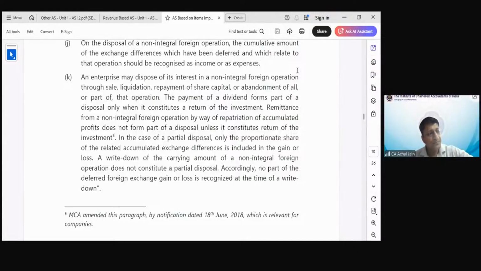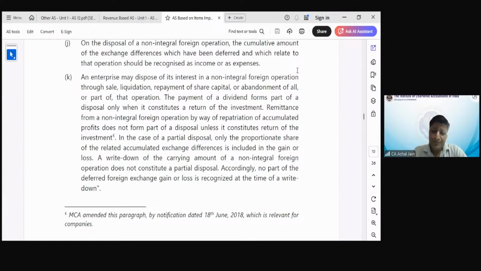Sir, here it is written that payment of dividend will form part of disposal only. Right. Sir, the accumulated foreign exchange differences will also be taken. No, so what is the meaning of accumulated foreign exchange differences? Sir, in the fifth last line, it is written that related accumulated exchange differences is included. No, so when you look at the accounting requirements, there is a reserve that we create. If you remember, FCTR. Yes, sir. Remember FCTR, foreign currency translation reserve.